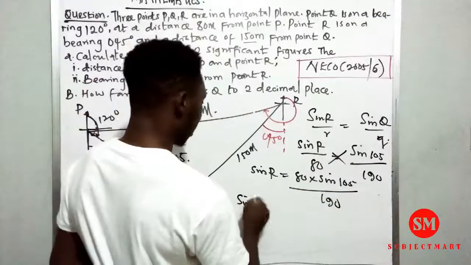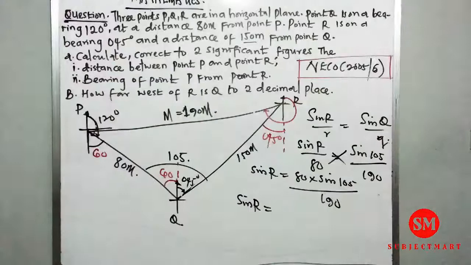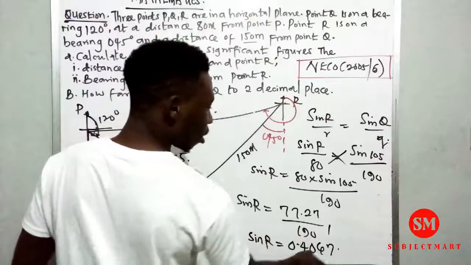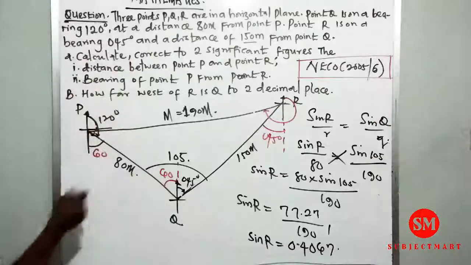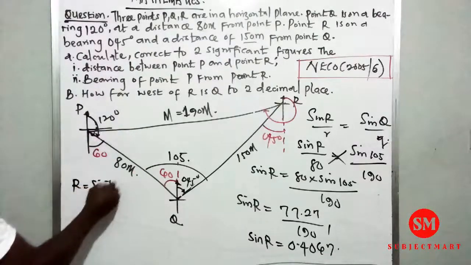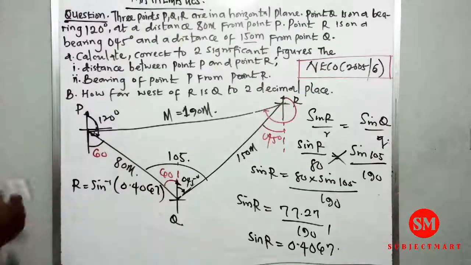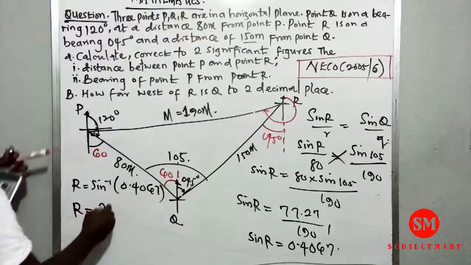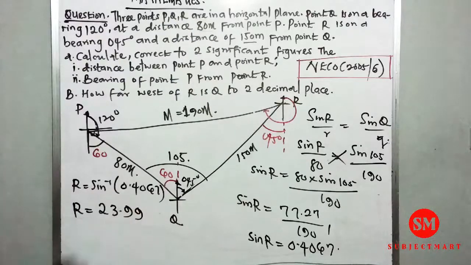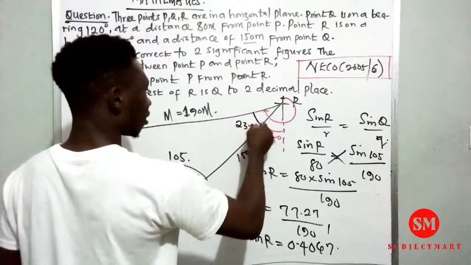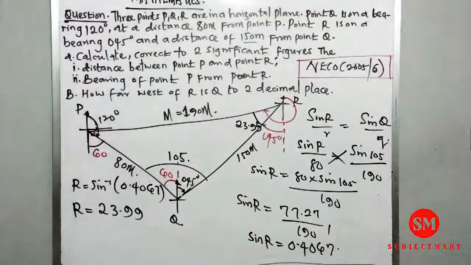So that's R here is equal to 80 times sine 105. Having done that multiplication, it gives you this. If you divide by 190, you have this. So at this juncture, you have to find your R. So R here is equal to sine inverse of 0.4067. So your sine inverse gives R here equal to 23.99. So your R here is equal to 23.99 degrees.